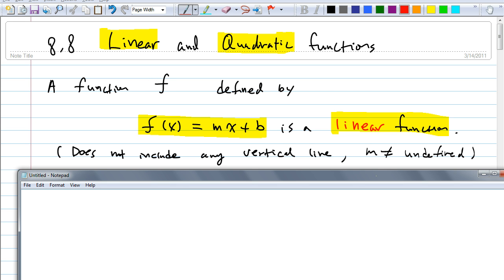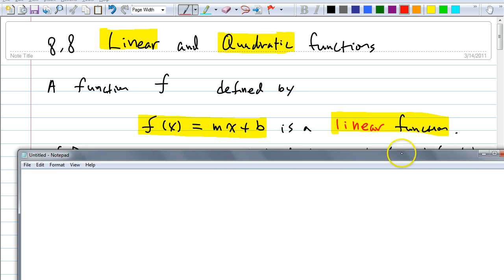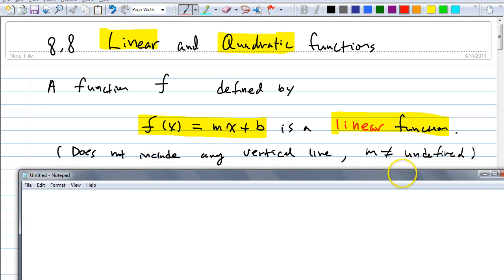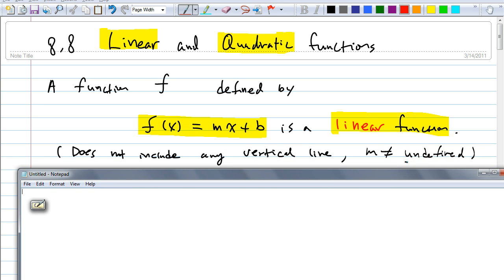So write this down. Question? Oh, okay. All right. So I'll give you time. Write it down. So, what does this mean? Well, whenever you graph this equation, what do you get? We just said it. We get a line.